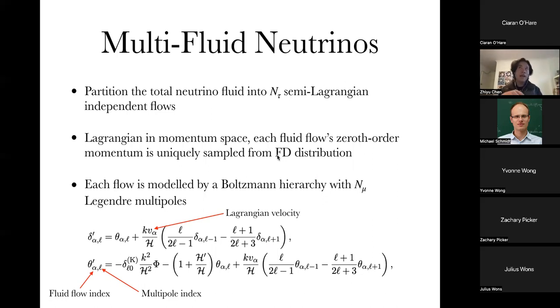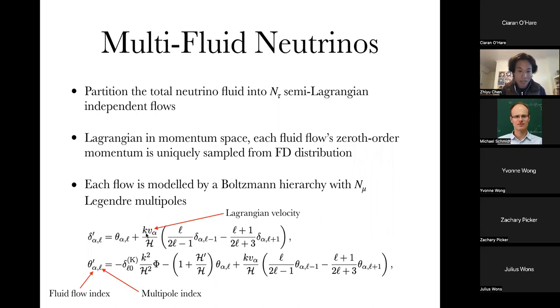You think about it as taking the Fermi-Dirac distribution and breaking it down into momentum bins, and each fluid gets a particular bin label saying you're the slowest one, you're the second slowest one, you're the faster one, et cetera. Each one represents a particular part of the Fermi-Dirac distribution. Each individual flow is then modeled by its own Boltzmann hierarchy with n_mu Legendre multipoles. It looks fairly similar to what you expect from the standard continuity and Euler equations, with some slight quirks particular to the multi-fluid scheme.